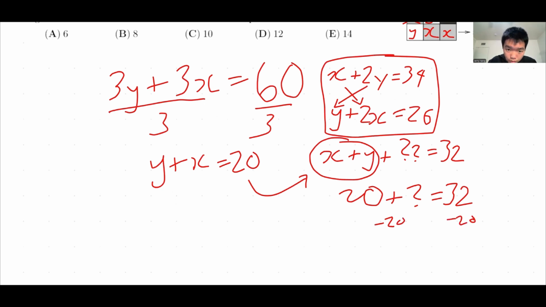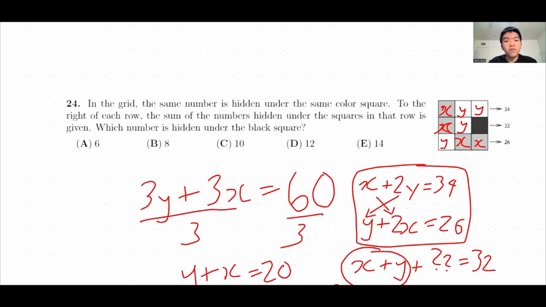So actually, all we got to do now is come back up here. Look at our options. What are our options? So we know for number 24, the final problem, our answer has to be D, 12.